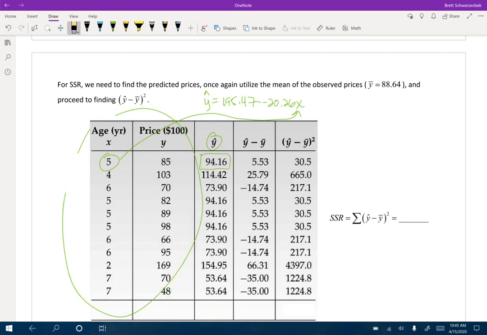94.16 as my result. Same thing if I take 4 and plug it into the equation, I am going to get 114.42 as my result. I would do that for all of them. I would take all these numbers and plug them in, and you can see wherever you have repetitions in x, you have repetition in y hat because you're plugging in the same number. So that's where all these values come from. So we get our y hats.